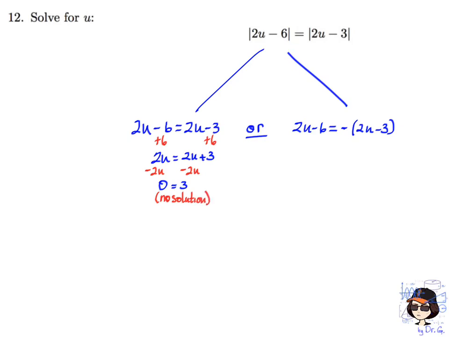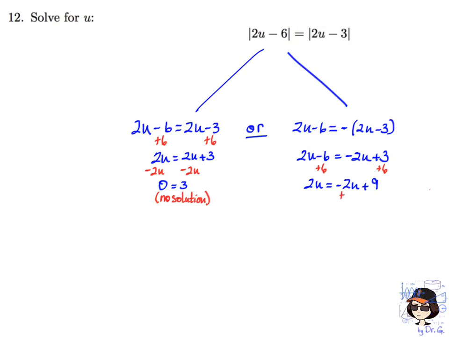Bummer. But we're not done. Let's go back to the other equation. 2u minus 6 equals the opposite of 2u minus 3. Let's distribute the minus sign on the right. We get 2u minus 6 equals negative 2u plus 3. And now let's add 6. We get 2u equals negative 2u plus 9.